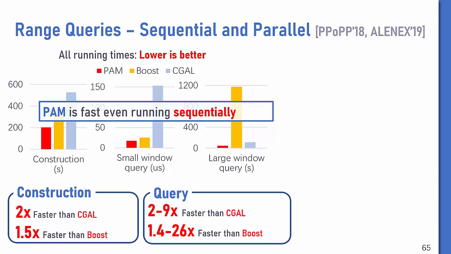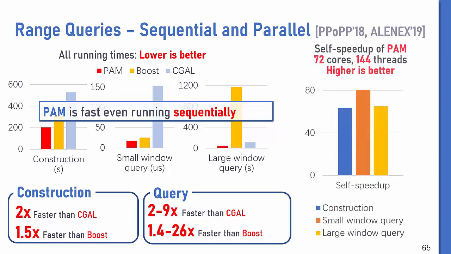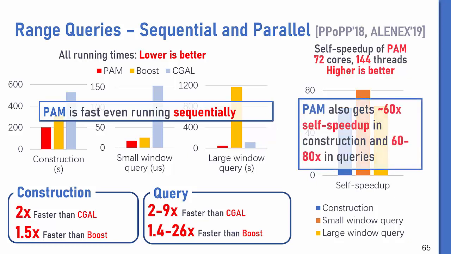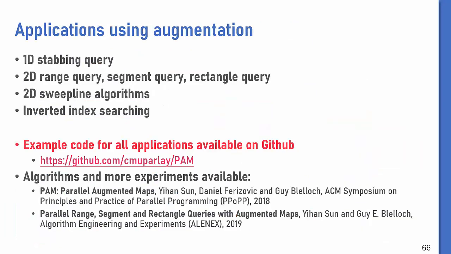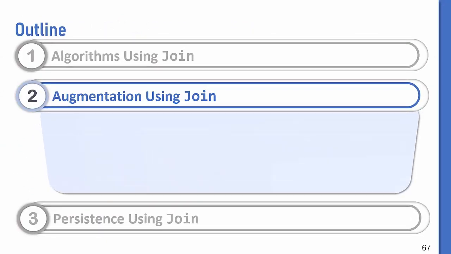And don't forget that PAM is a parallel library. We can achieve even better performance by using parallelism. Our implementation achieves around 60 times self-speedup on 72 cores with hyperthreading, and that shows our implementation using PAM is also highly parallelized. Some other applications along with example codes are all available in our previous papers and in the GitHub library. I'll upload the slides and the videos online later, so you can use this page as a reference if you're interested.